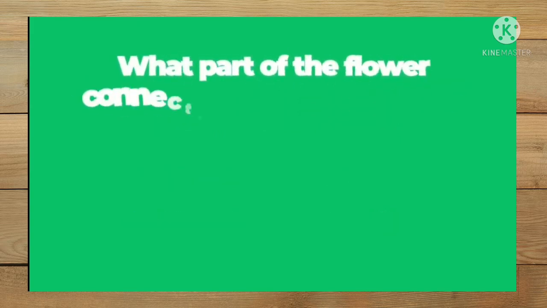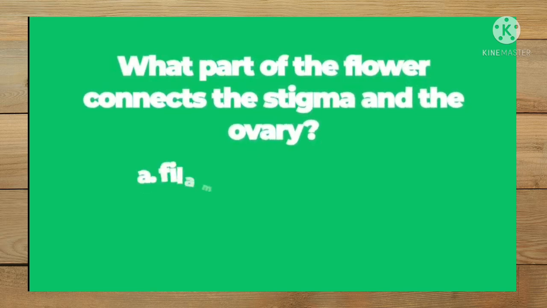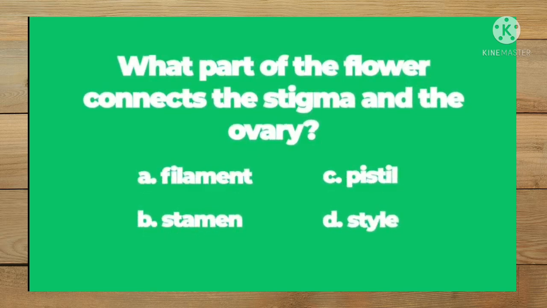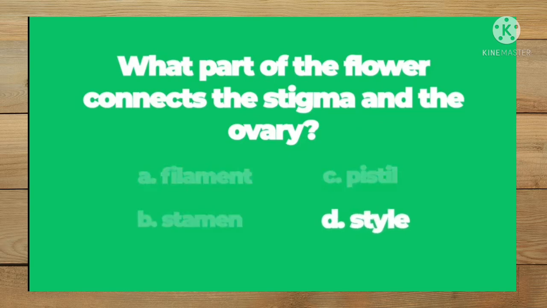Number 2. What part of the flower connects the stigma and the ovary? A. Filament. B. Stamen. C. Pistil. D. Style. The correct answer is D.